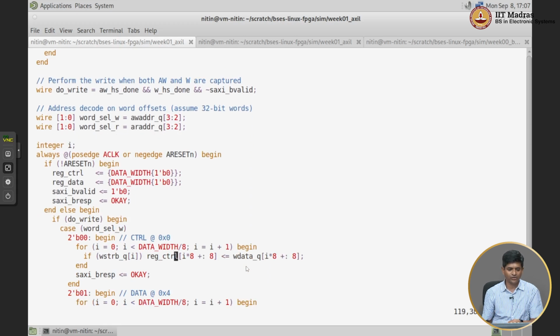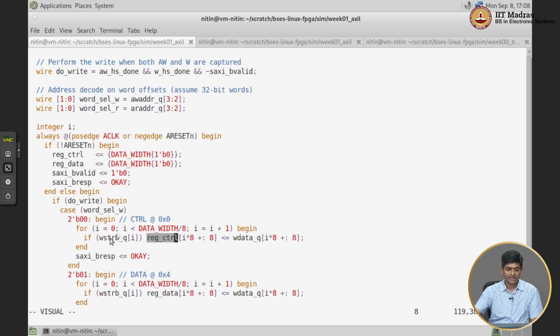That is fairly straightforward. At this point in time, this does not have any direct interaction with the outside world, but what I am saying is: this do_write signal high, when would that become high? After both the handshakes for the address and data have come in. At that point I check the word select. If it was equal to 0, 0, it corresponds to the control register. So I update the value which is present in the control register.